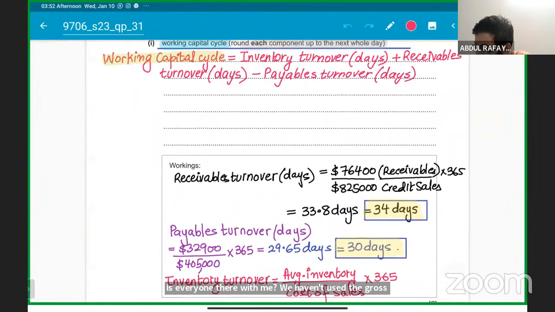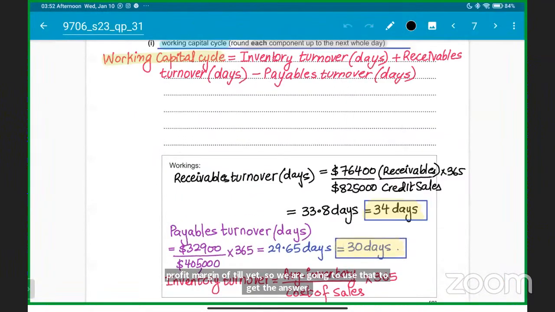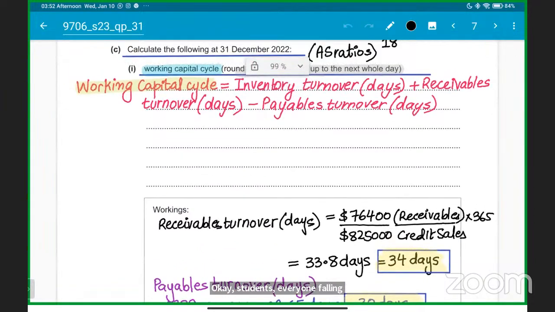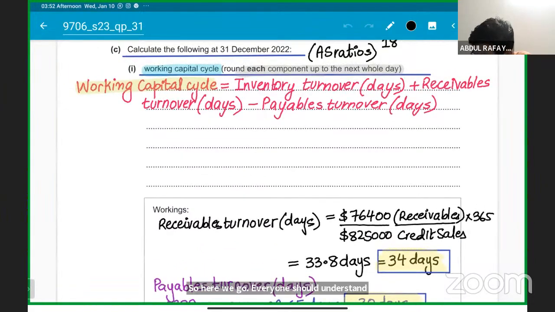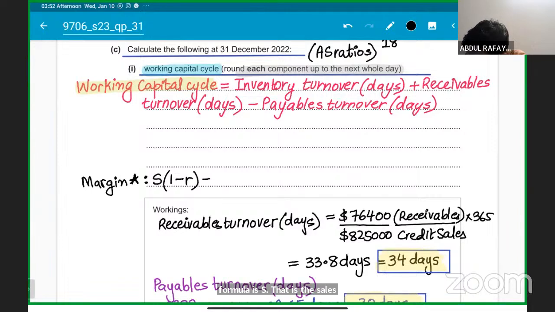Okay, students, everyone following? So here we go. Everyone should understand what is the gross profit margin. So I'm going to apply the margin formula here. How can I find the cost of sales? Margin formula is S, that is the sales revenue, students. S times 1 minus R is equal to C.